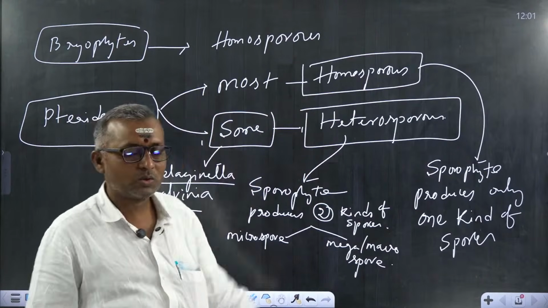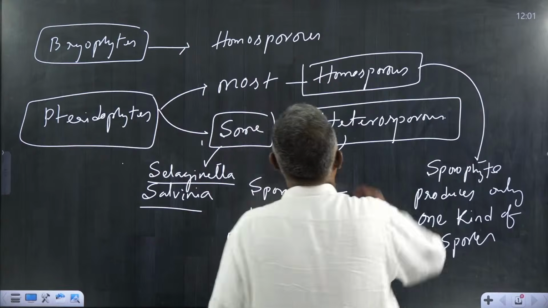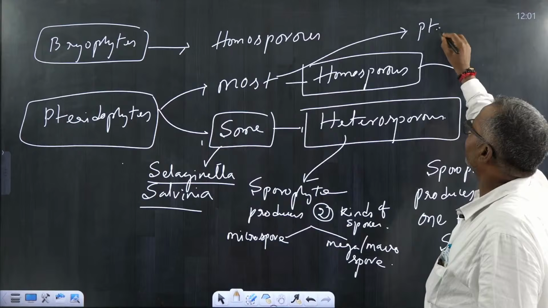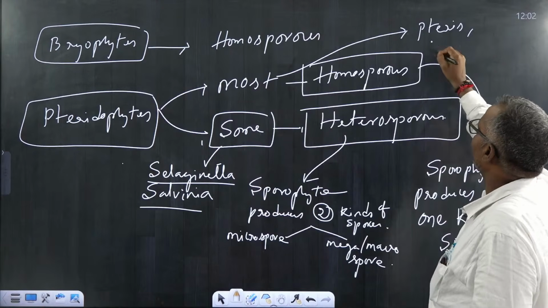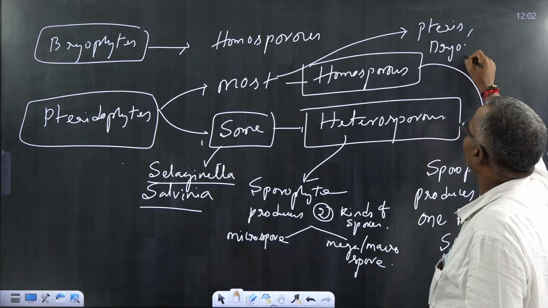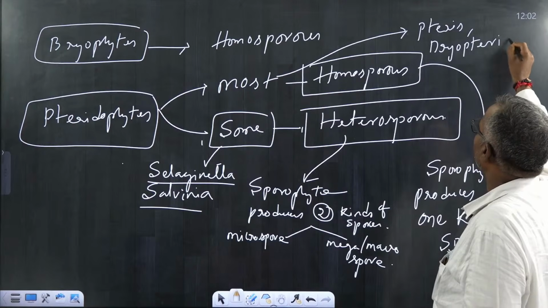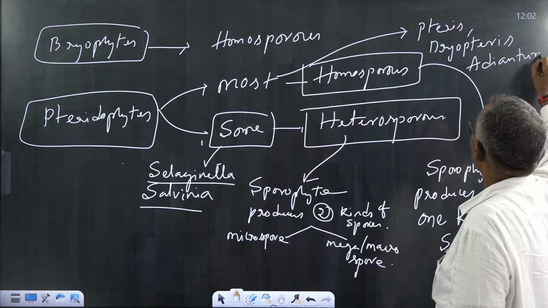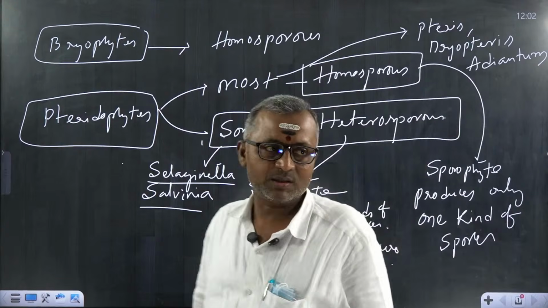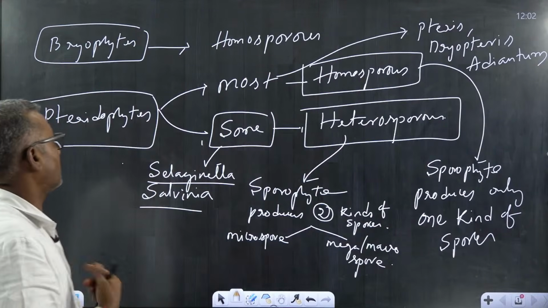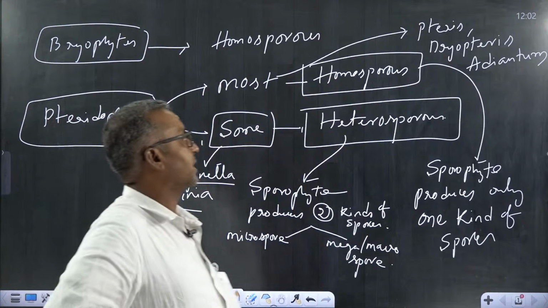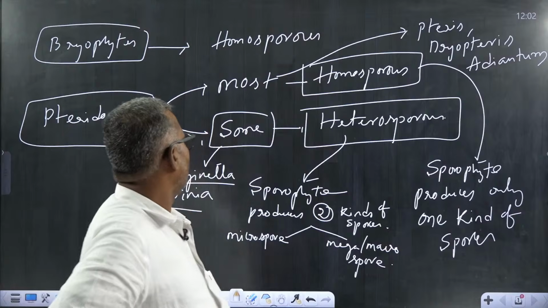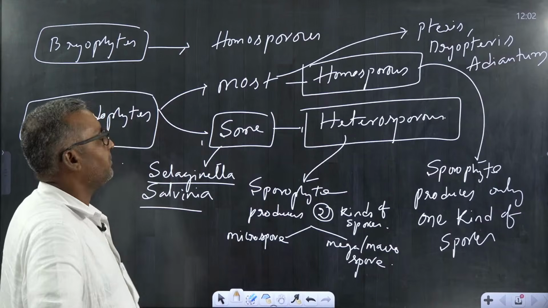Similarly, there are also so many homosporous species. We have some examples like Pteris, Dryopteris, Adiantum, etc. There are so many examples. These are some important examples that you can take. So these are some important things.